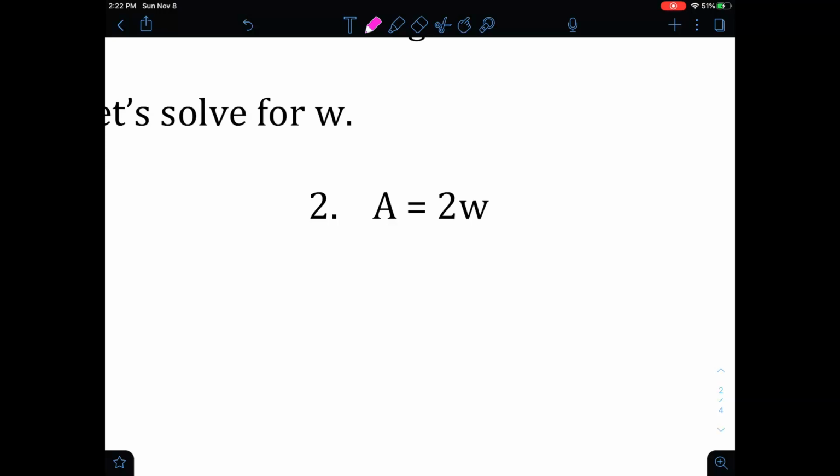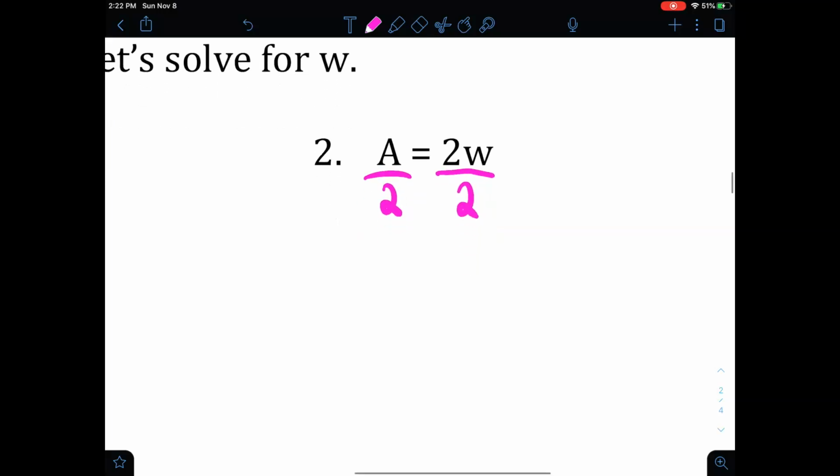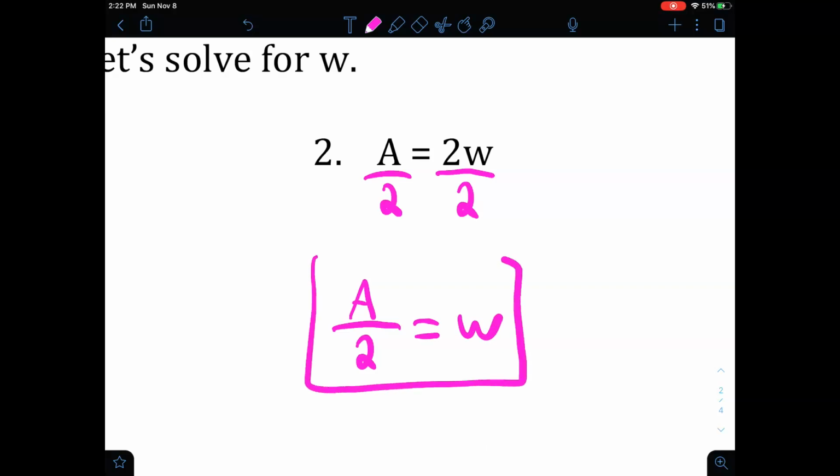We have A equals 2 times W. Well, just because we have an A there doesn't mean we need to change how we solve here. We want to get W by itself, so we're still going to divide by 2. The problem is, does A divide by 2 nicely or no? It doesn't. They're not like terms. You can really only divide like terms. So our final answer, and it's okay to leave it like this, just don't panic again. W equals A over 2, and that's the correct answer.